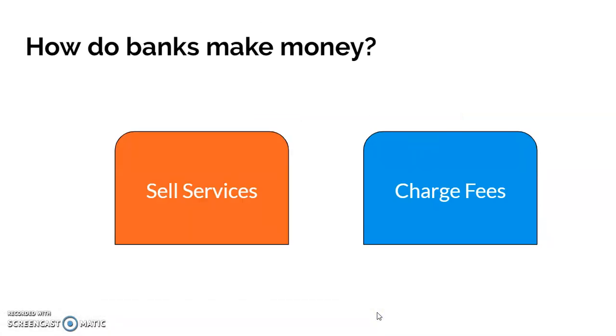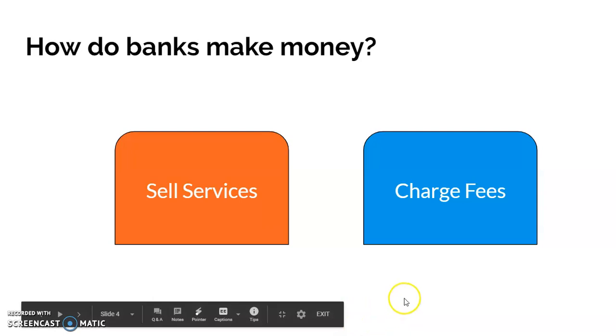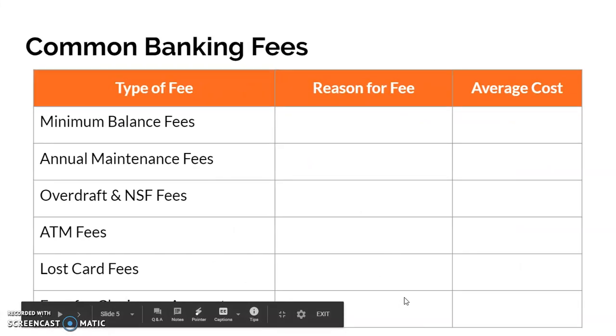How do banks make money? Banks make money in two different ways. They either charge fees to their customers if they are unable to operate within the structural confines of the financial institution, and they also sell services to their customers. So let's take a look at the two different ways that these banks can make money. Let's start off first with fees.